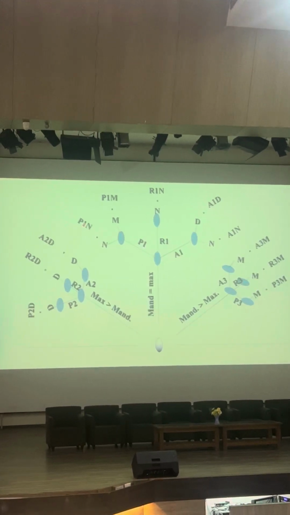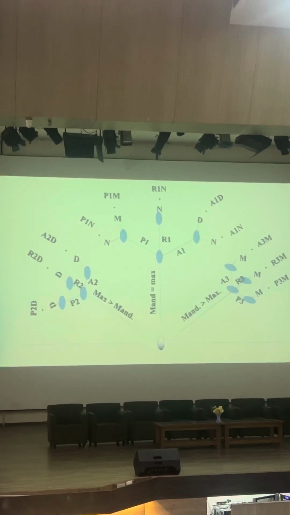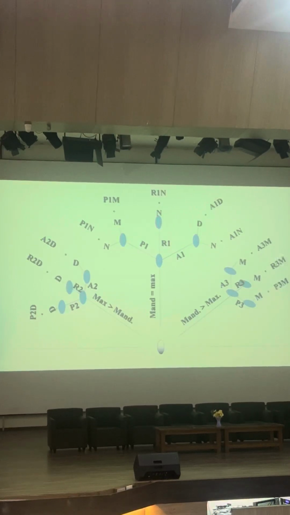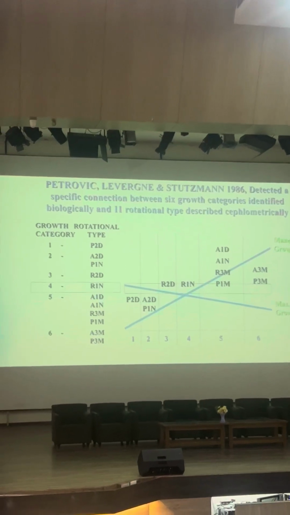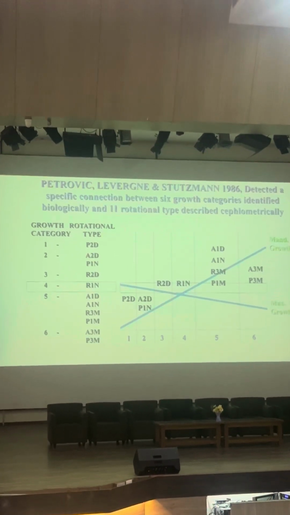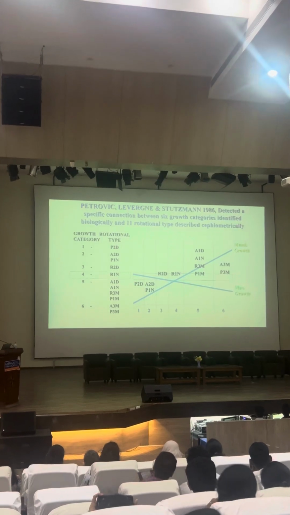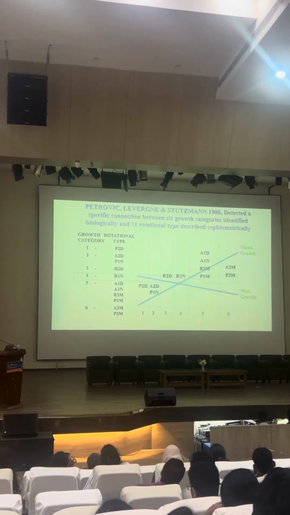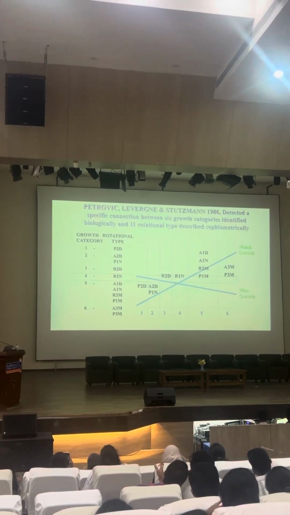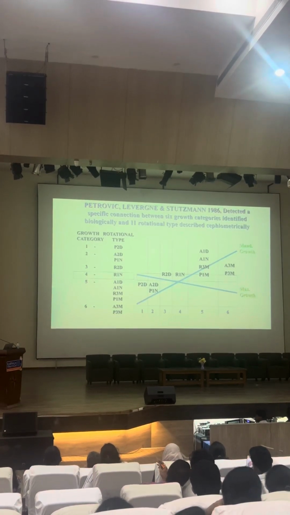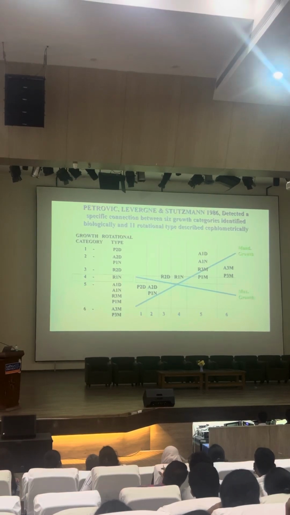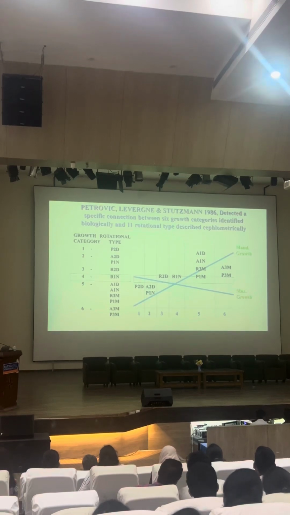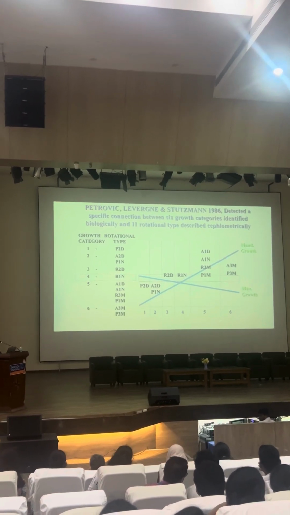So 1, 2, 3, 4, 5, 6, 7, 8, 9, 10, 11. 11 morphogenetic categories have been found and they have been categorized. So this P2D will come in category 1, A2D and P1N will come in category 2, R2D will come in category 4, R1N will come in category 4, A1D, A1N, R3M, P1M will come in category 5 and A3M, P3M will come as category 6.